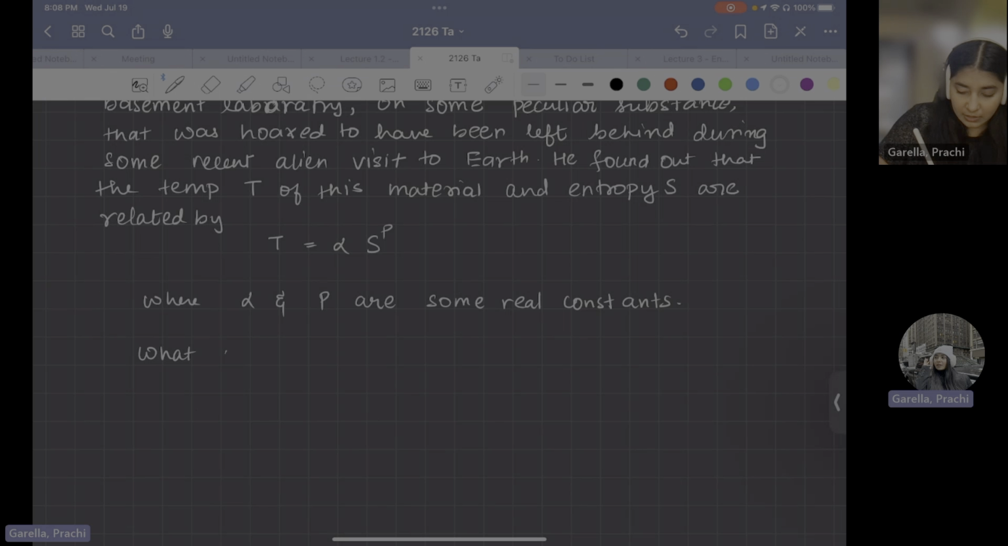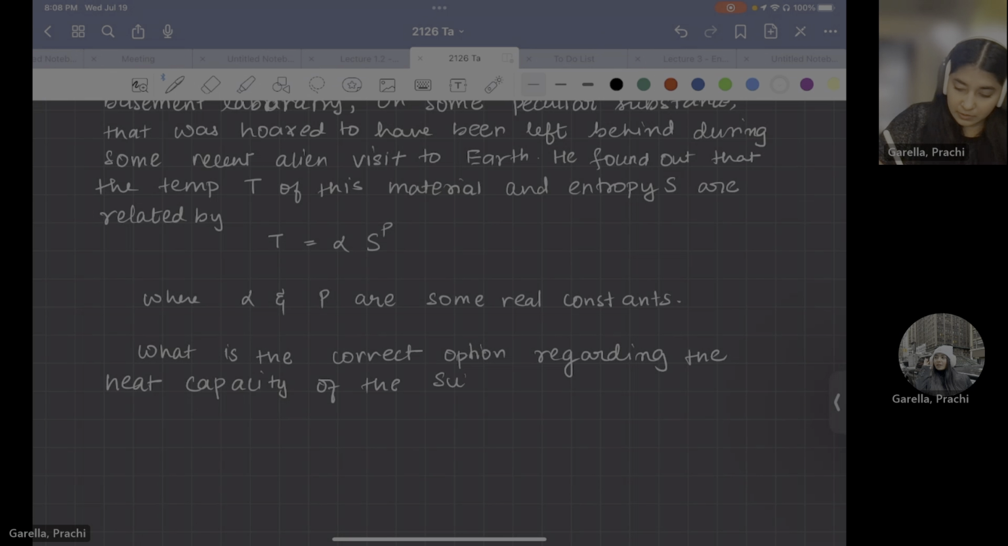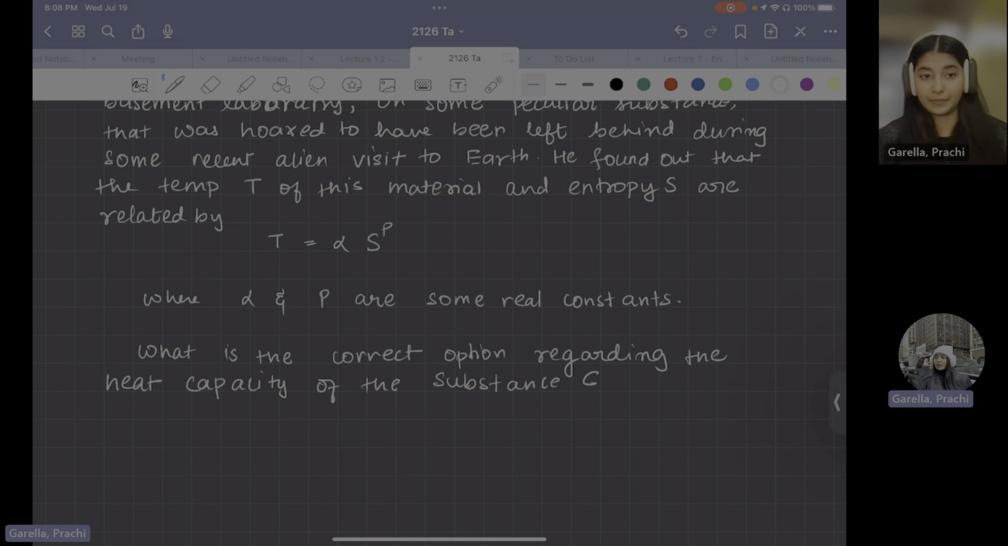Okay. So the question is, what is the correct option regarding the heat capacity of the substance, C?